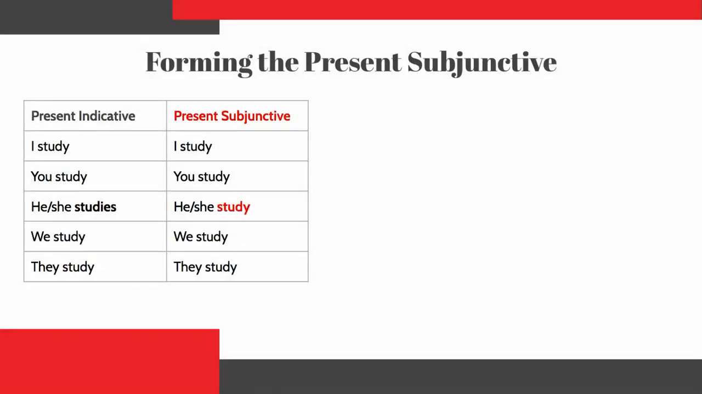So here are the conjugations of the verb study, a comparison between indicative and subjunctive. As you can see, the only difference lies with the third person singular. He or she studies in present indicative, and he or she study in the present subjunctive.